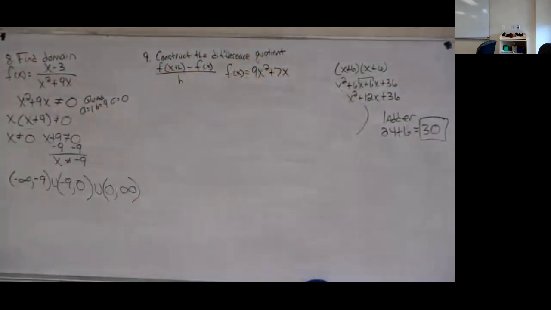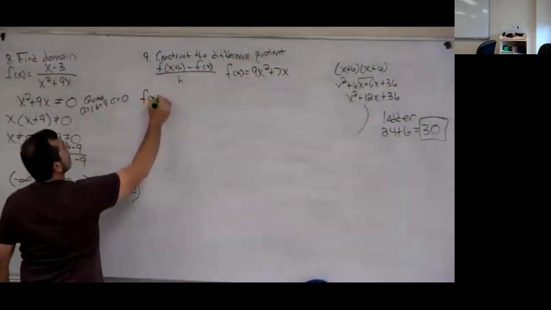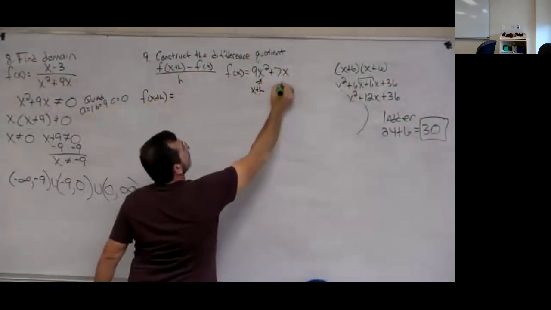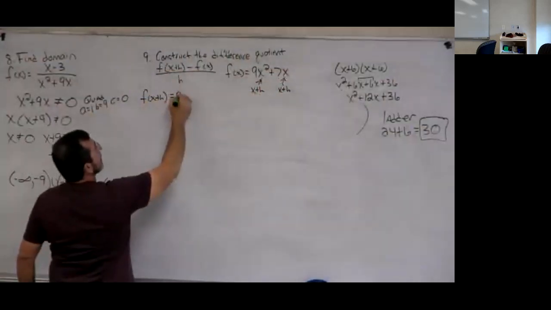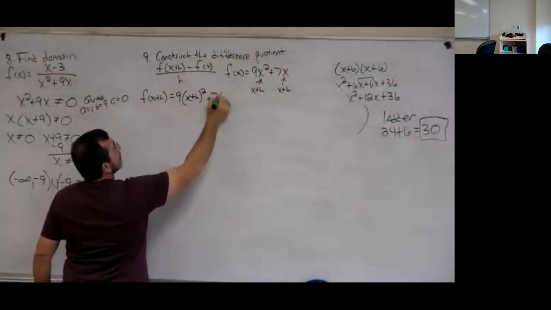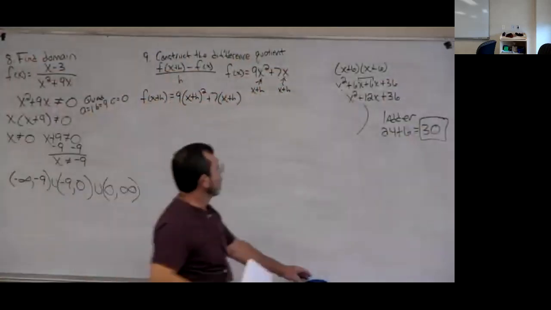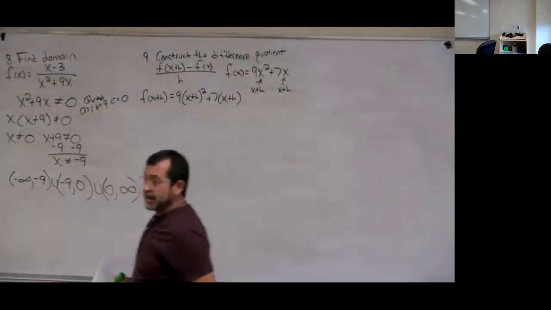So the trick is finding that f of x plus h and plugging it into the formula, because we're giving you f of x and the bottom's always h. So the trick is finding f of x plus h. So take this equation and where they got an x, you're putting an x plus h. Okay? So that'll give you 9 times x plus h squared plus 7 times x plus h. Okay, so replace both the x's with the x plus h.